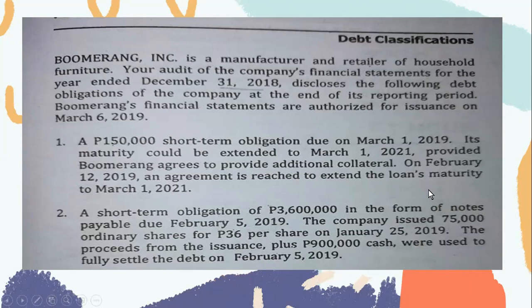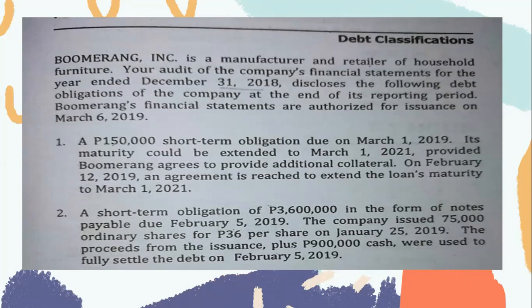So, number 1, current or non-current? Short term. Pag short term, di ba current na siya, ate? Oo. Short-term obligation siya, pero ang sabi niya, its maturity could be extended. Pwede siya ma-extend sa March 1, 2021, provided Boomerang agrees to provide additional collateral. So, may other statement siya na nag-support. So, ano siya? Current siya or non-current liability?